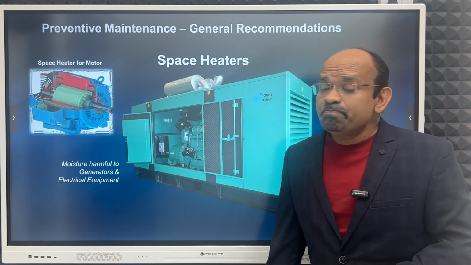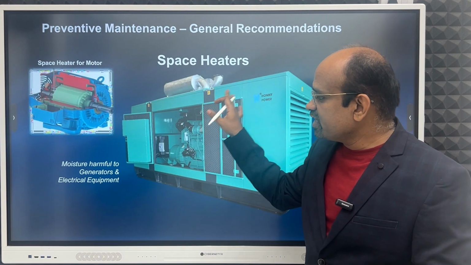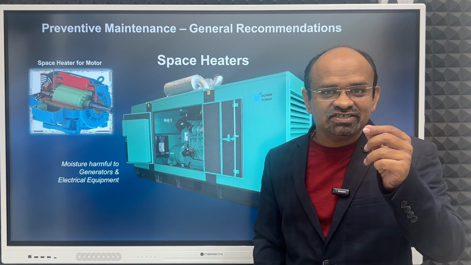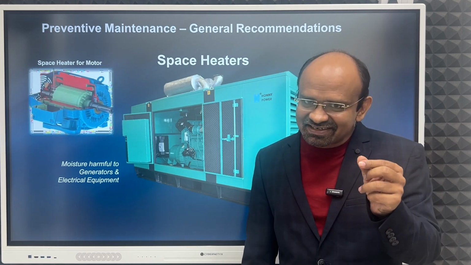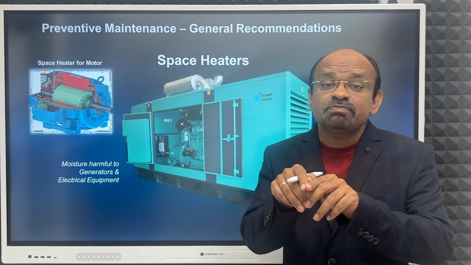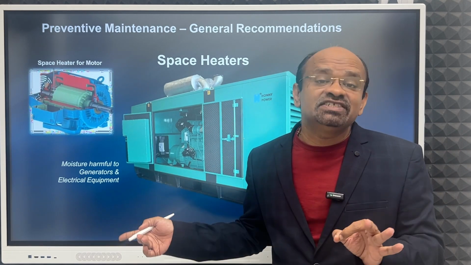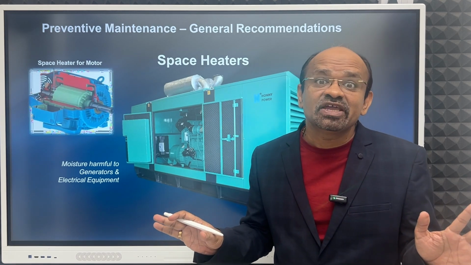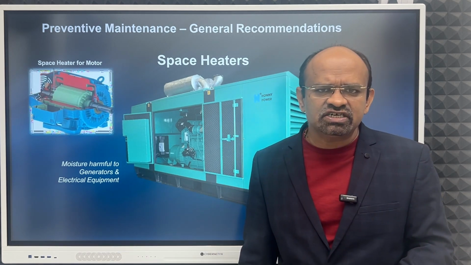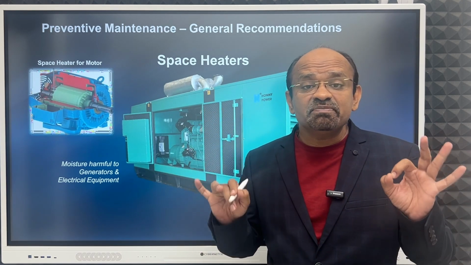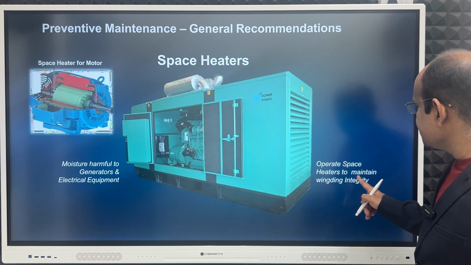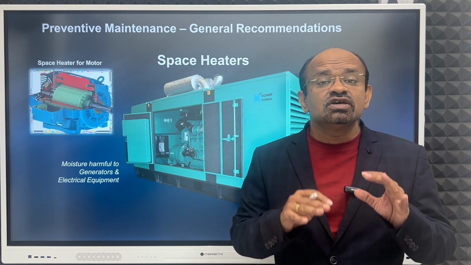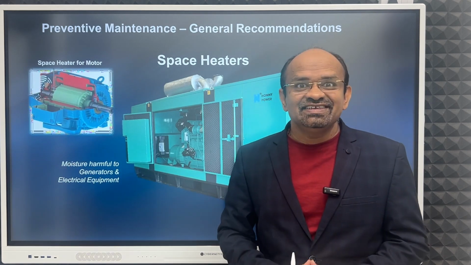Then preventive maintenance, the generator recommendation. What is a space heater? What does it do? Moisture is harmful to generators and electrical equipment. Water is a good conductor of electricity. If it goes inside the cards, the electronic parts I'm talking about, it can damage them. It will short the small circuits and it will flash out, it will burn the cards. So there are so many problems because of moisture. It is very harmful for the engine as well as all the electronic parts. So operate space heaters to maintain winding integrity. All the space heaters should be used so that we take out the moisture inside the enclosure.